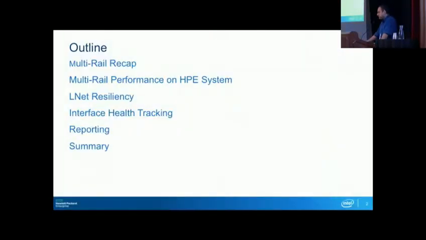What I'm going to do is start by giving an overview of multirail. It's been presented on last year, but just to recap it quickly. Then I'll give a slide on multirail performance on an HPE system. Then I'll dive into LNet resiliency and then interface health tracking, reporting, and then a quick summary.